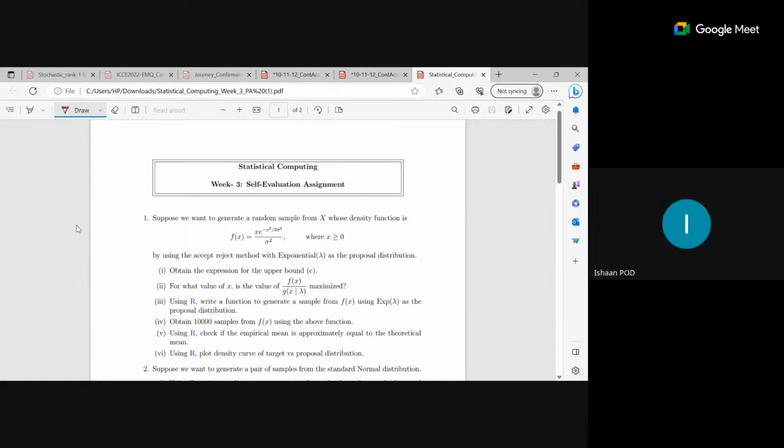So what you did is f(x) by g(x) given lambda, right? When you take log, it becomes log of f(x) minus log of g(x) of lambda. Then it becomes log sigma squared, then log x, and then minus x squared divided by 2 sigma squared. On the other side, for my log g(x), log lambda we can skip and it will be minus lambda x, so it becomes plus lambda x.